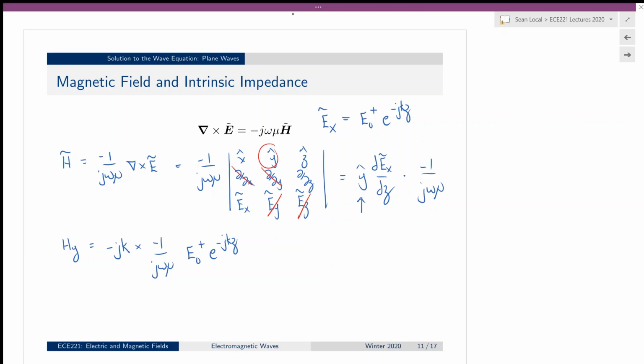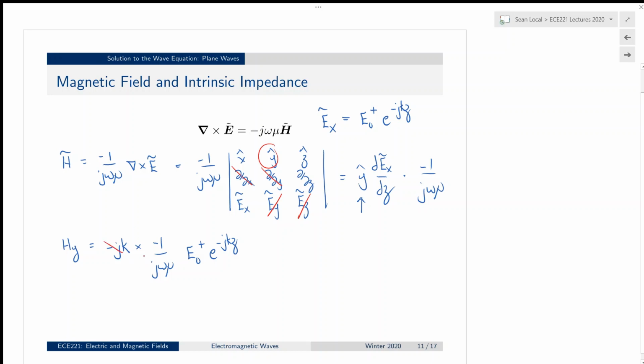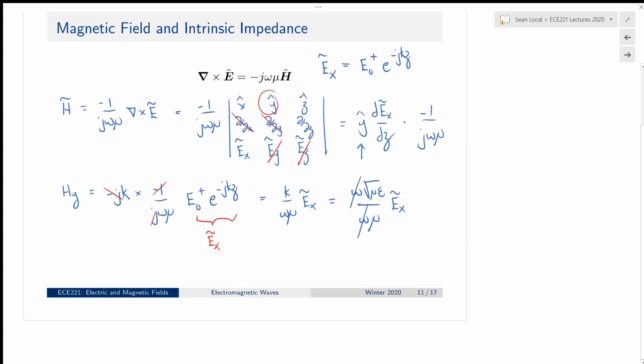Now there's a bunch of terms here that are going to cancel. We have a minus j here and a minus j here. So we have a k over omega mu. And this term we recognize as the original Ex tilde. Right? By differentiating Ex tilde, the minus jk comes down and we get Ex tilde again. So we can further simplify this as k over omega mu Ex tilde. We've also defined wave number previously as omega times the square root of mu epsilon. So if we substitute that in, then the omegas cancel. And finally, we can write that Hy tilde is equal to the square root of epsilon over mu times Ex tilde.